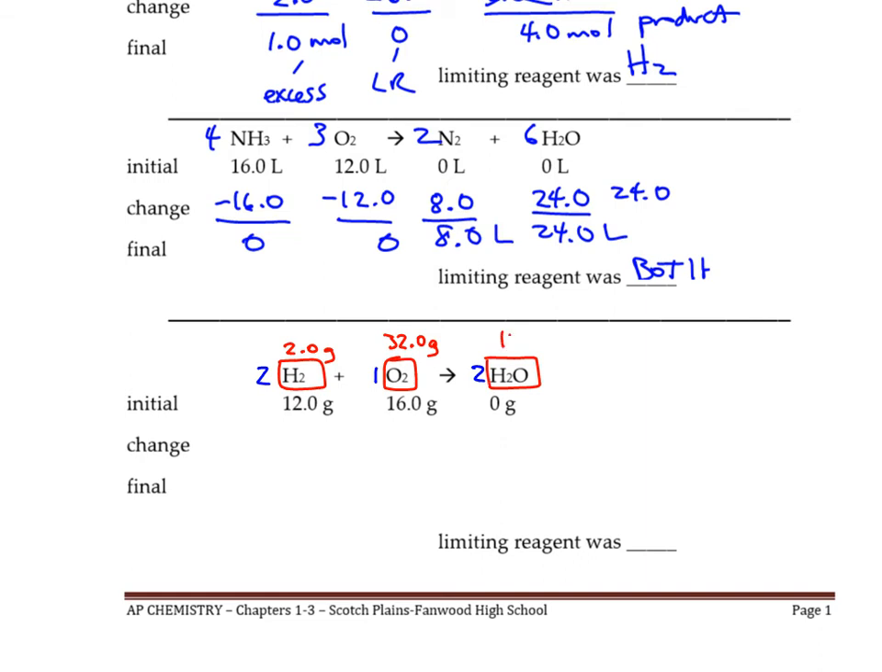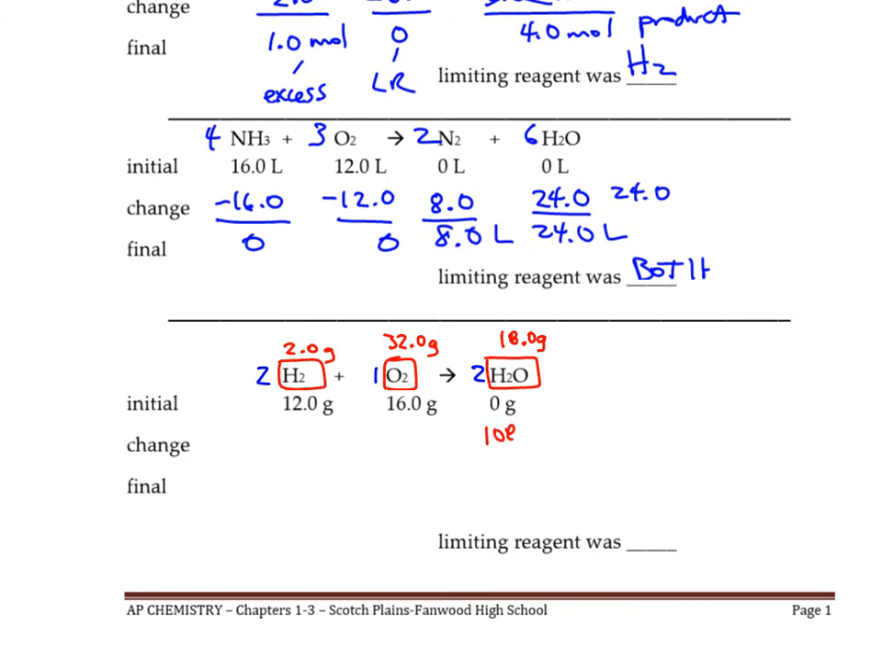I'm going to use the big bridge to figure out the products. So I'm going to bridge from this 12. So 12 divided by 2 times 18 times 2 gives me an answer of 108. So I could make 108 grams of water if I ran out of the hydrogen.